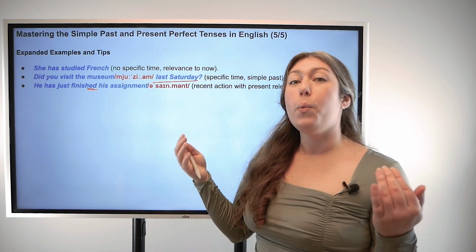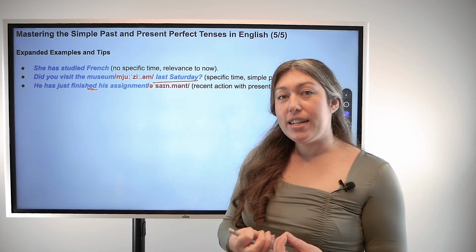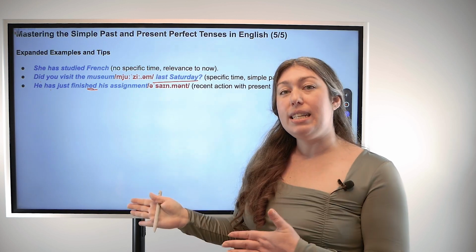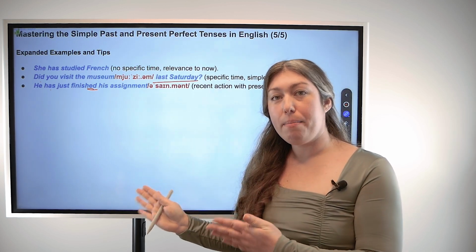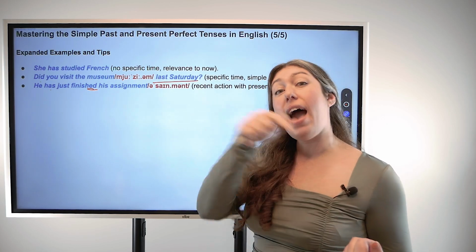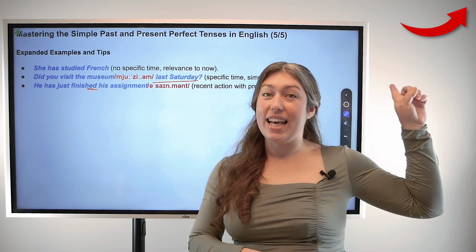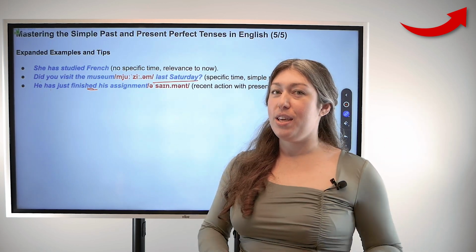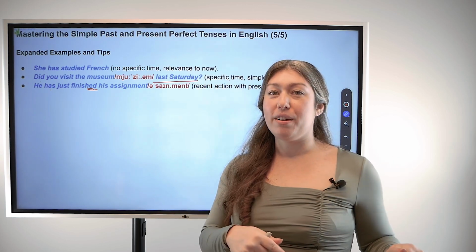So remember, with simple past and present perfect, the key difference is the nuance in time. Simple past refers to actions completed at a specific time, but present perfect refers to actions completed in the past that have relevance to now. Don't forget to download these slides and take a quiz to make sure that you can master the differences between simple past and present perfect.